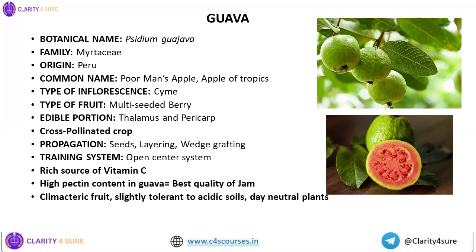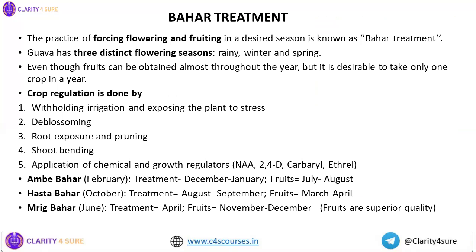So, an important aspect of guava cultivation is what? It's the Bahar treatment. Okay. So, what is Bahar treatment? It is the practice of forcing flowering and fruiting in a desired season. Even though guava fruits can be obtained throughout the year, it is desirable to have just one crop in a year. Why? So that we can have superior quality fruits from the plant, right? So accordingly, we go for crop regulation or Bahar treatment.